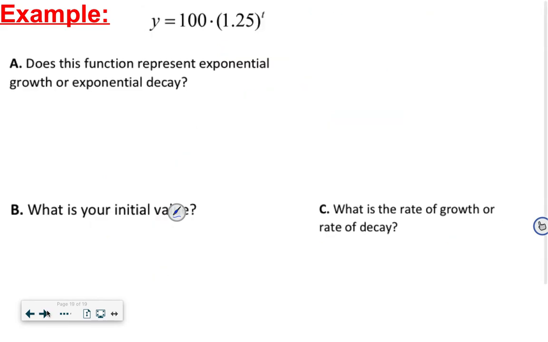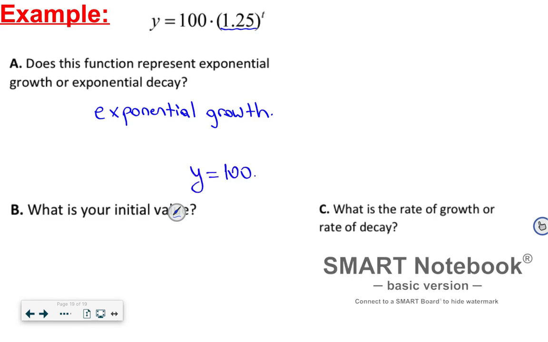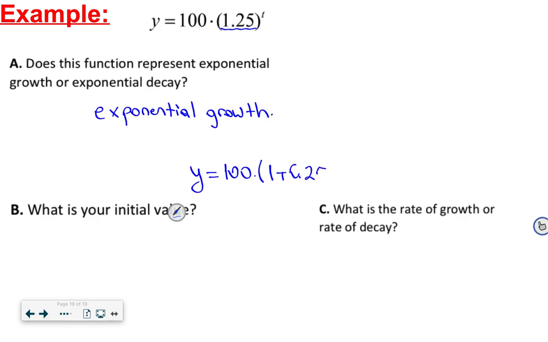Next question. Does this function represent exponential growth or exponential decay? By looking at here, you can understand this is greater than 1. That's the reason this is going to be exponential growth. How am I going to write this? y is equal to 100 times 1 plus 0.25 to the power t. As you see here, this function is going to be increased by 25%.